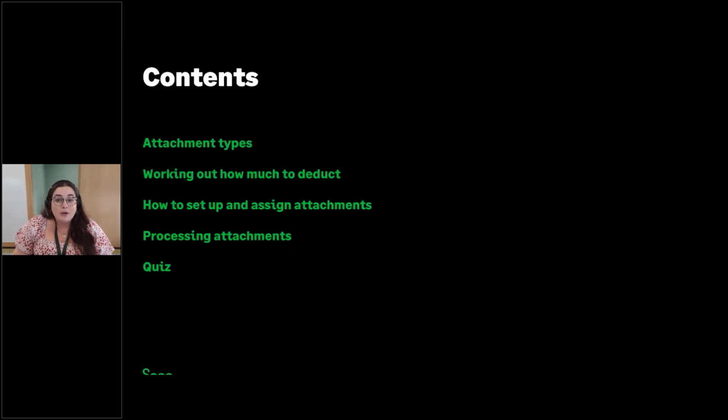A little look at what we'll be covering today too. I am going to begin with an introduction to attachments and the different attachment types that can be set up in Sage 50 Payroll. We'll then talk about working out how much to deduct, whether that's a specific amount or a calculated amount from the attachment tables. We'll then see how to set up and assign attachments to your employees, processing attachments, and also seeing how they look on the pay slips.